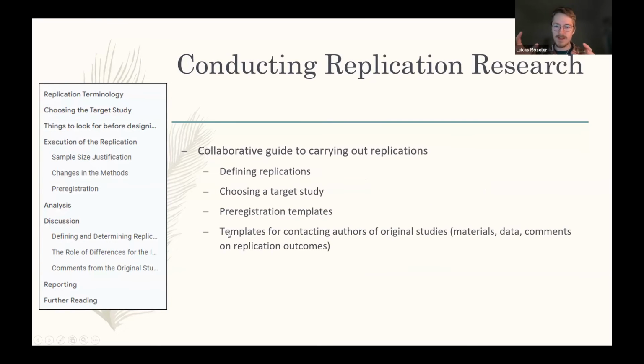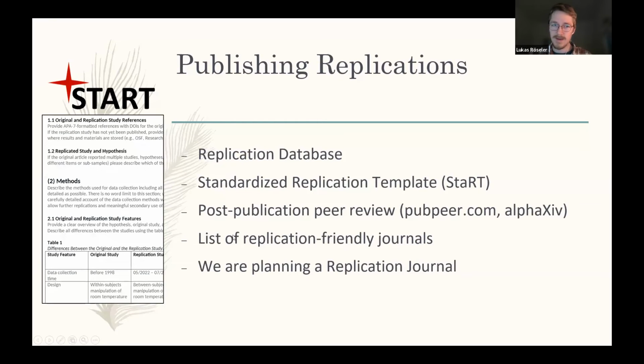So this is something where we try to gather everything from that list of guidelines that I just showed you. And then, finally, as the third point, we have publishing or disseminating replications. And you can disseminate them via the replication database. Of course, people need to be aware of the database and use it. We have a template that you can use to report replications that can save you some time, and that is very standardized, which is a standardized replication template, as you can see on the left.